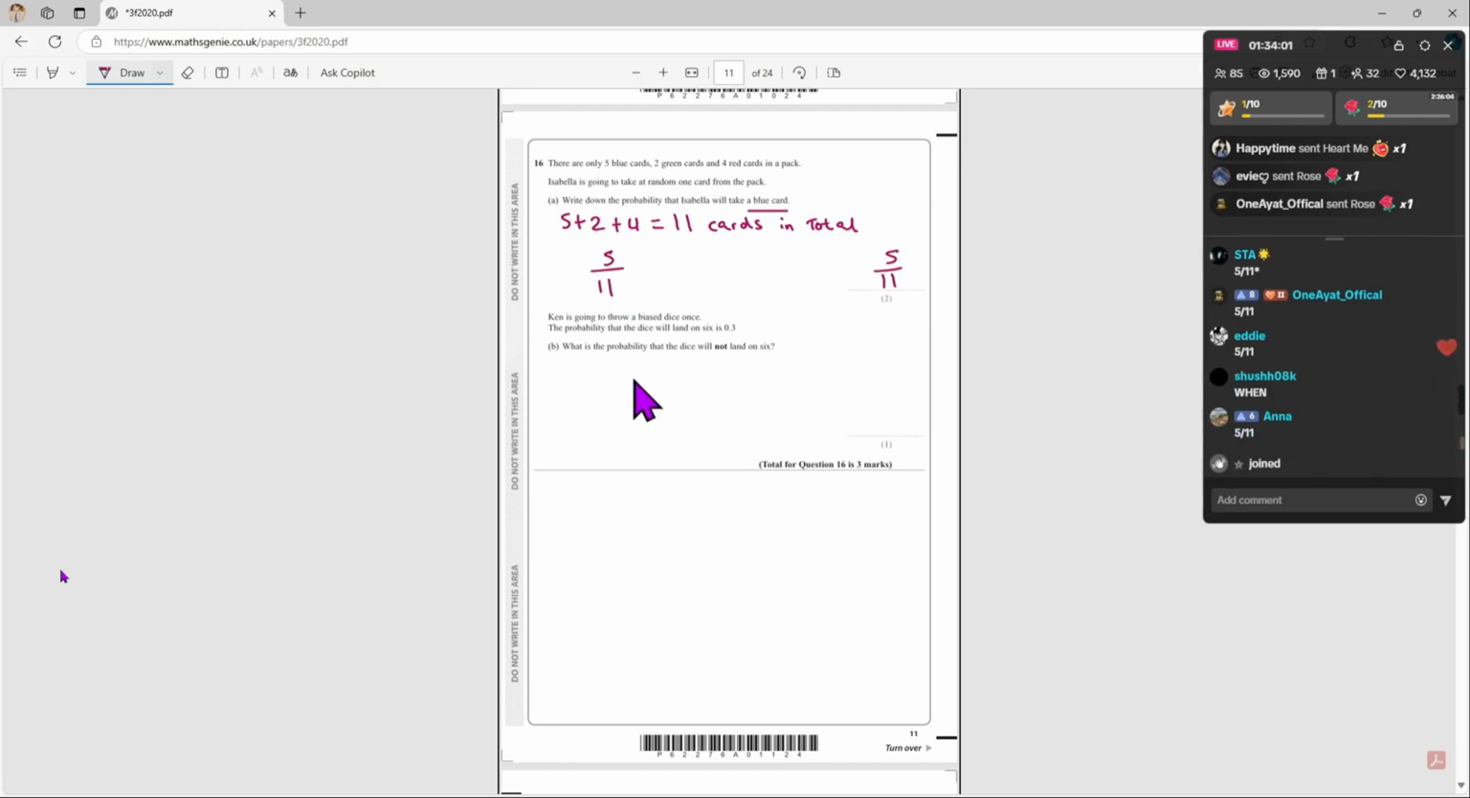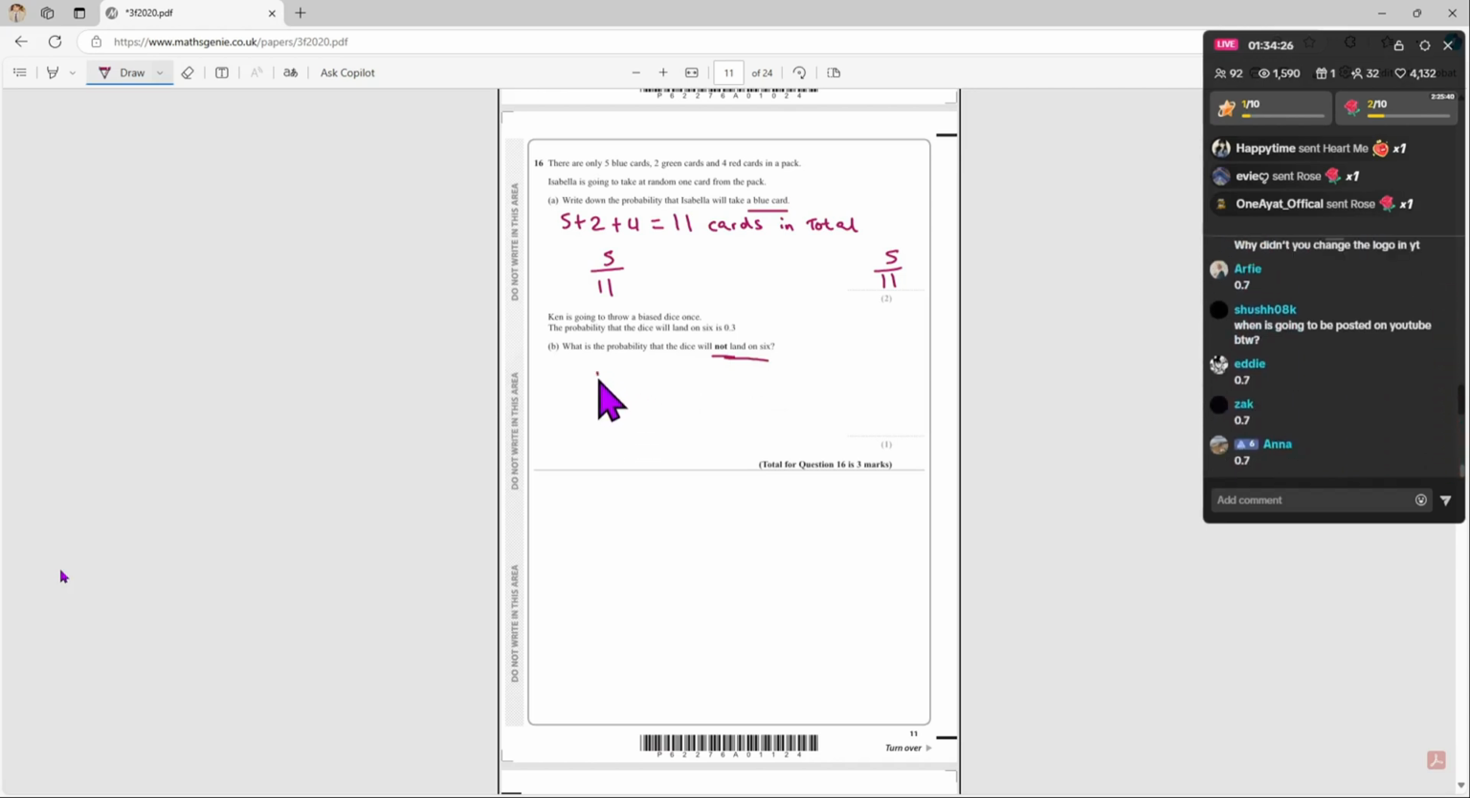Now, Ken is going to throw a biased dice once. The probability that the dice will land on a 6 is 0.3. Work out the probability that the dice will not land on a 6. So we know that probability adds up to 1. So we just do 1 minus 0.3 to get 0.7.